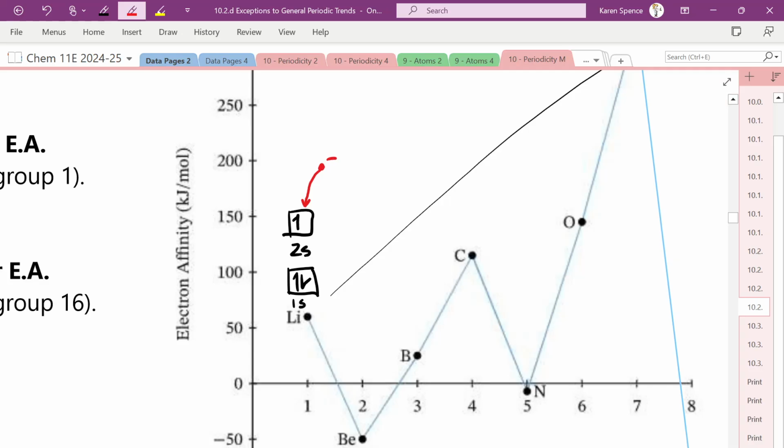The incoming electron is going to go into the 2s subshell for lithium, yes? For beryllium, what has to happen for beryllium?